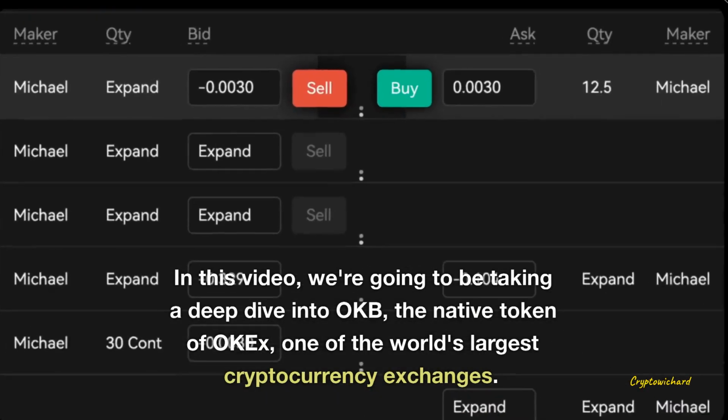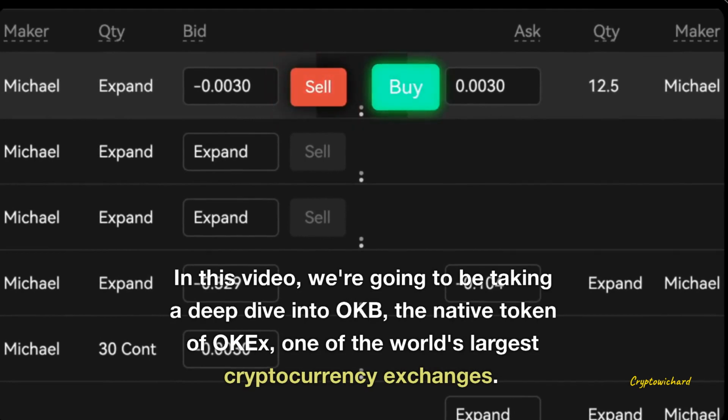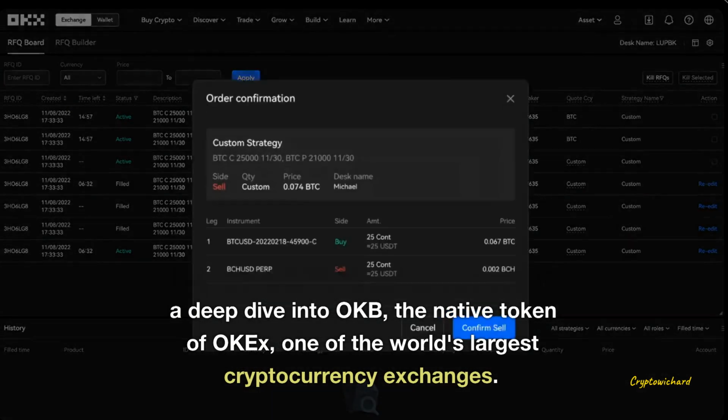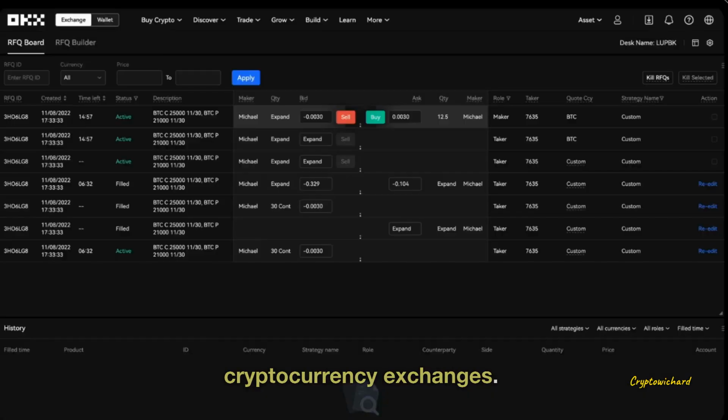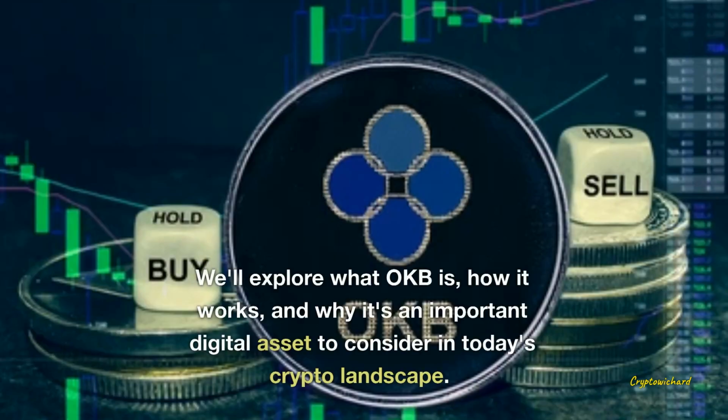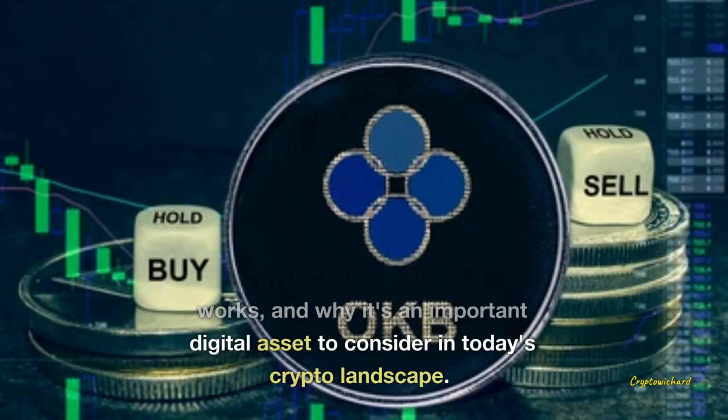In this video, we're going to be taking a deep dive into OKB, the native token of OKEX, one of the world's largest cryptocurrency exchanges. We'll explore what OKB is, how it works, and why it's an important digital asset to consider in today's crypto landscape.